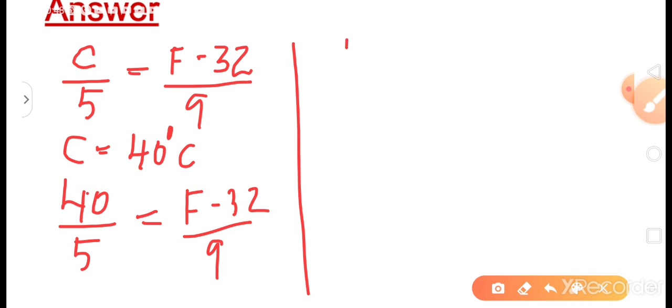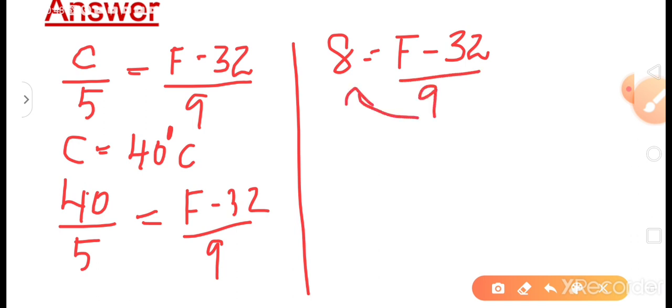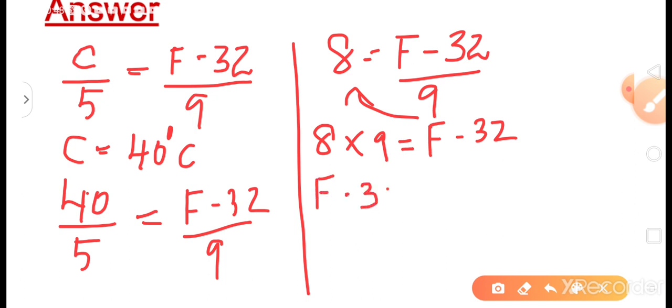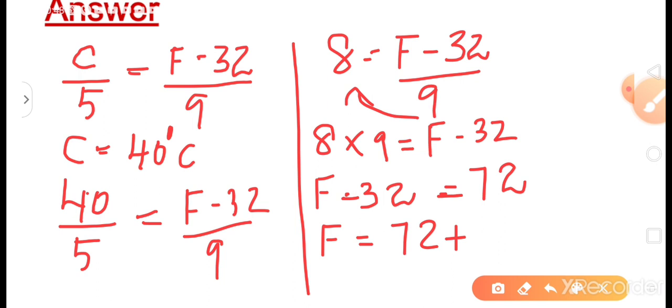Then 40 divided by 5 we know is 8. So 8 equals F minus 32 divided by 9. This 9 we can take to this side. Then 8 into 9 is equal to F minus 32. Let us change the left and right side. So F minus 32 is equal to 9 into 8, 72. Then F equal to 72 plus 32, the minus 32 will come to this side and become positive. So we will get the answer as 104 degree Fahrenheit.